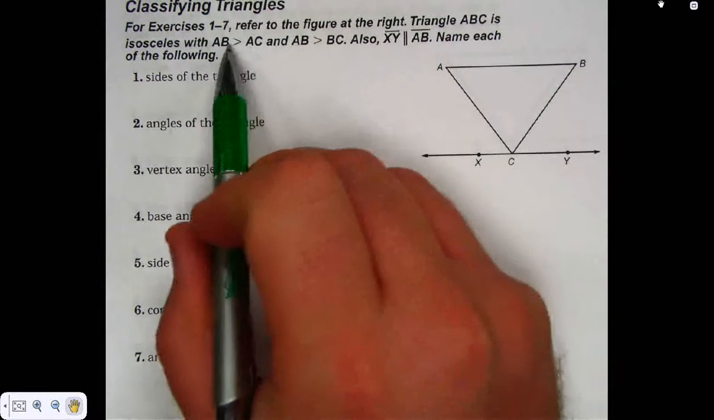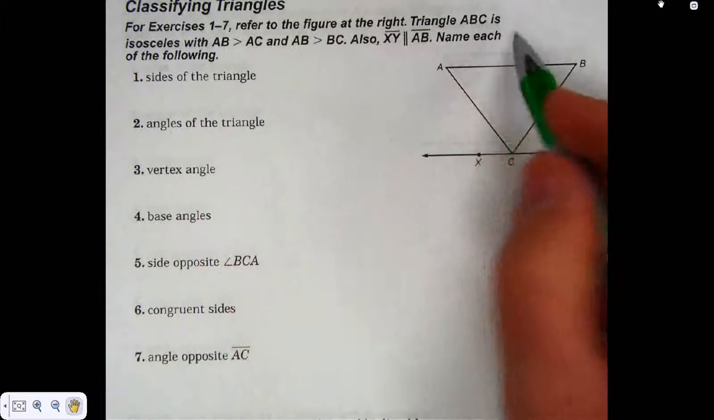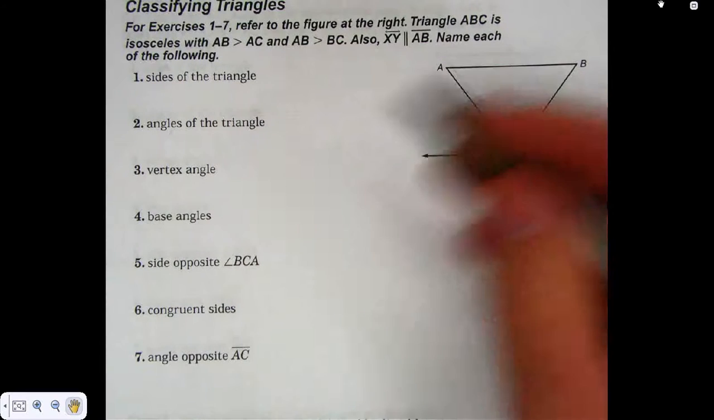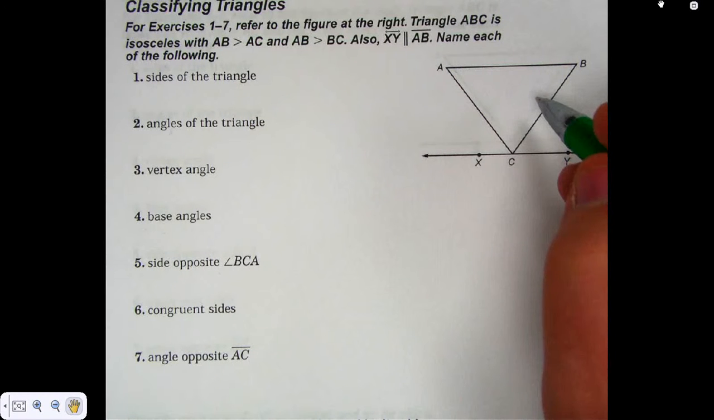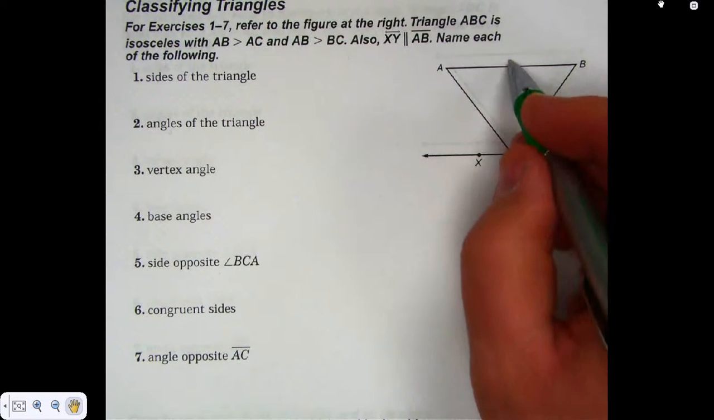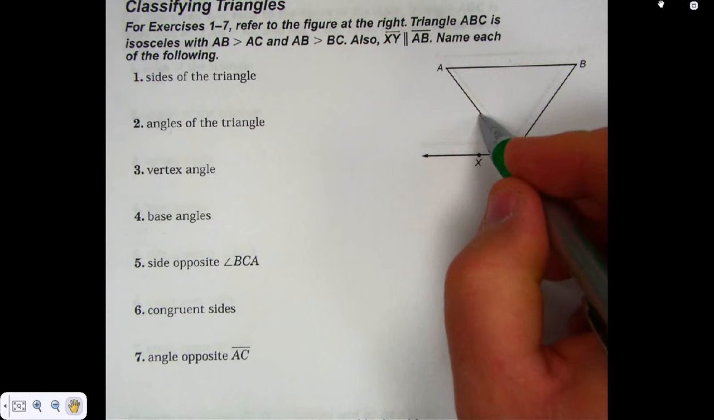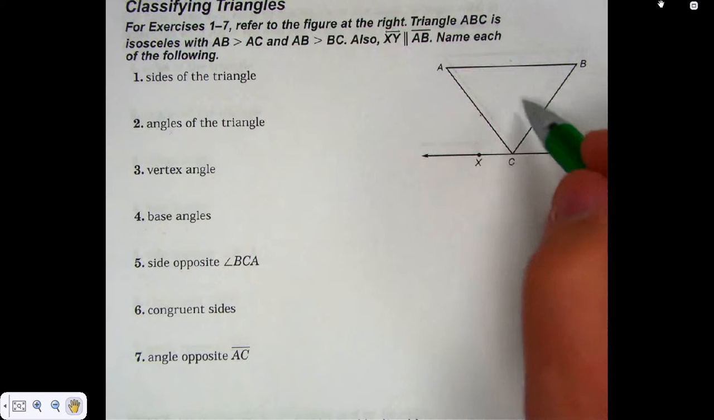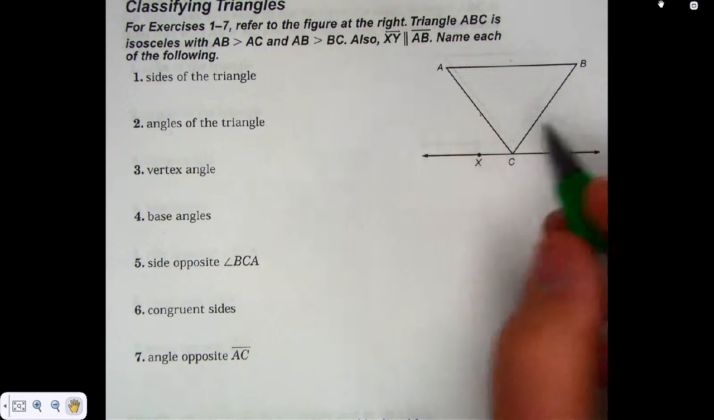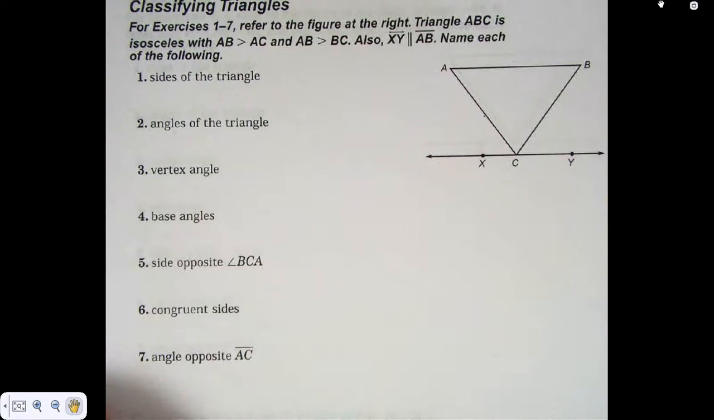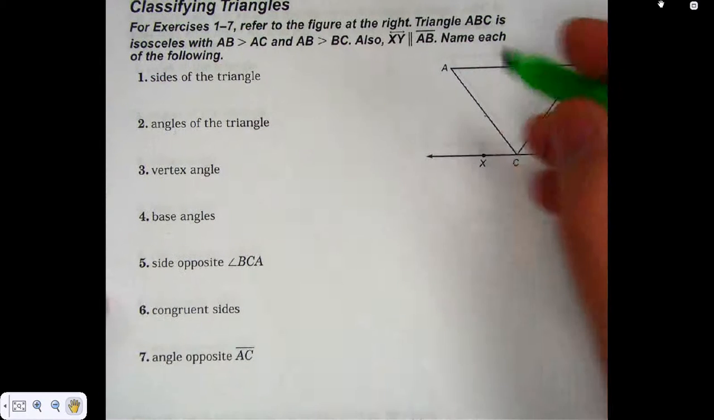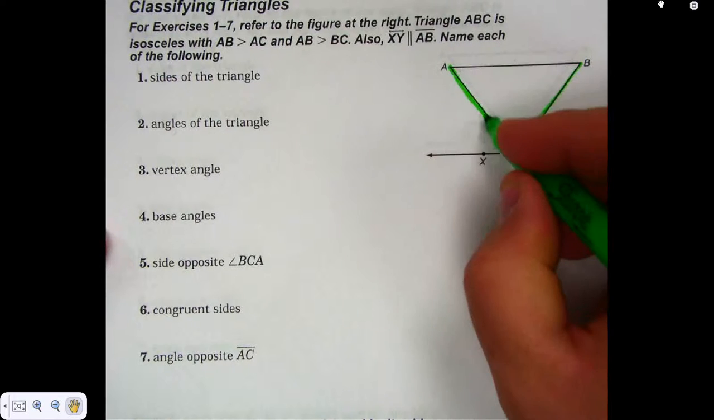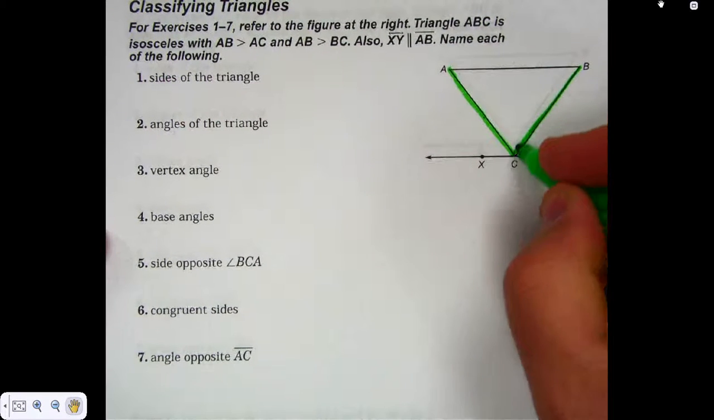And in our situation, refer to the figure at the right, triangle ABC, that's this triangle right here, correct, is isosceles, with AB being greater than AC. So this one is bigger than what? So and AB is also bigger than BC. So if it's isosceles, which one are my congruent sides? What, the two bottom ones here? These are my things that make it an isosceles triangle.